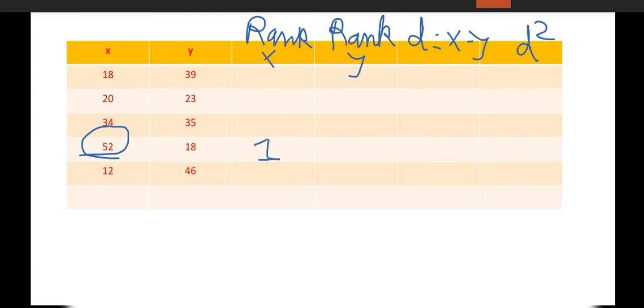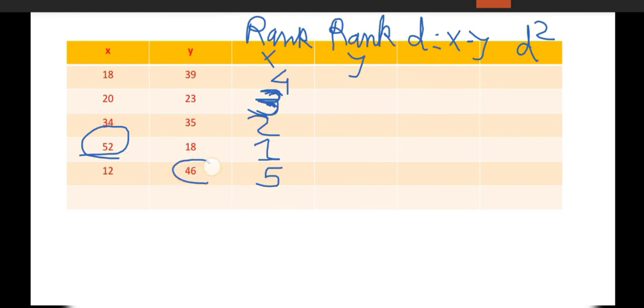So here, for assigning the ranks, what you need to do is just see the highest value. For x the highest value is 52, so I'll give it rank 1. Then the next value is 34, which will be given rank 2. Then 20, rank 3. Then we have 18, which will be rank 4, and finally 12, which is rank 5.